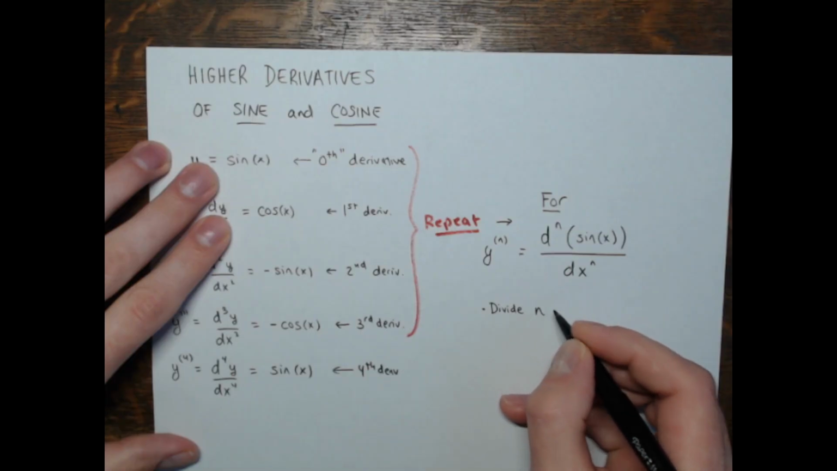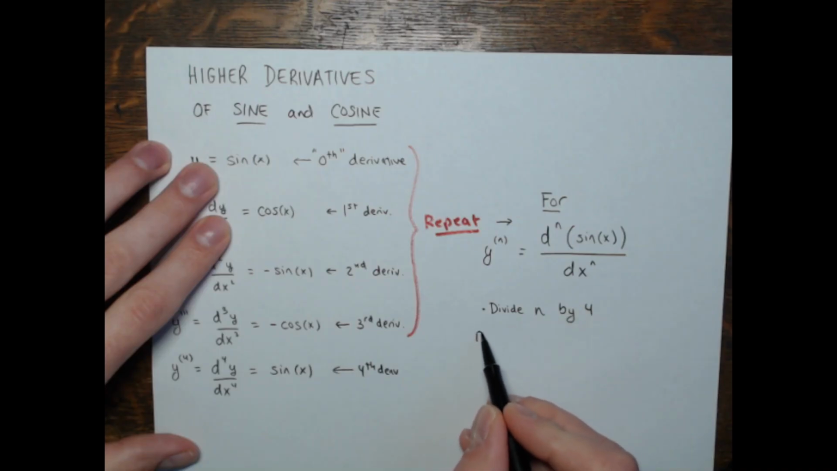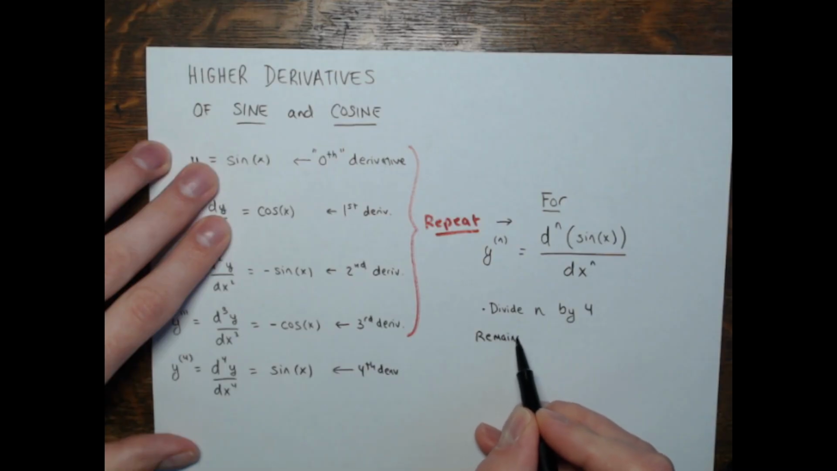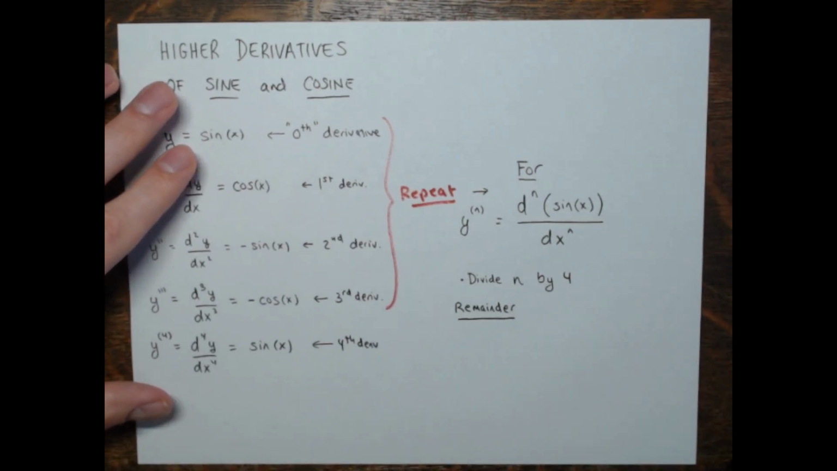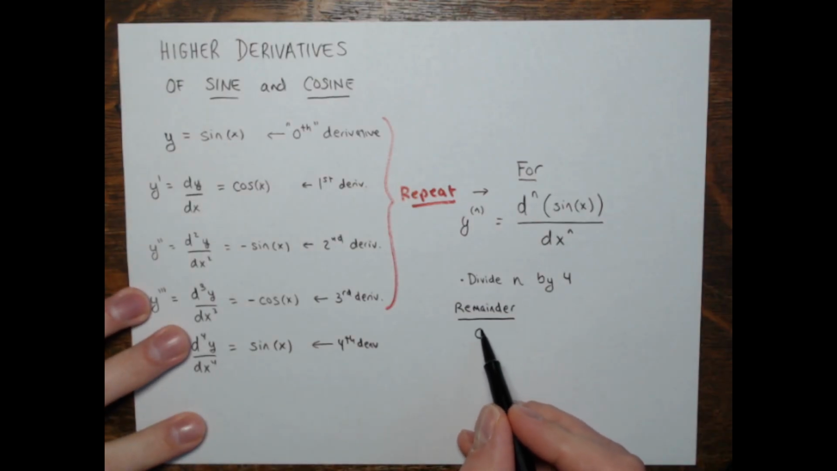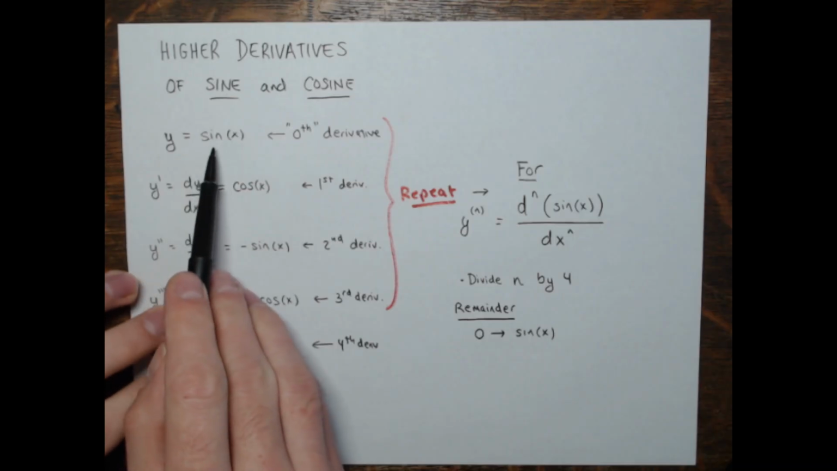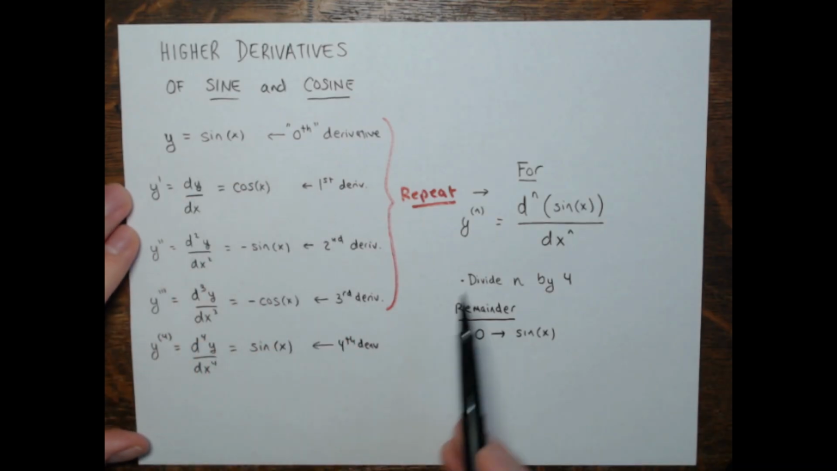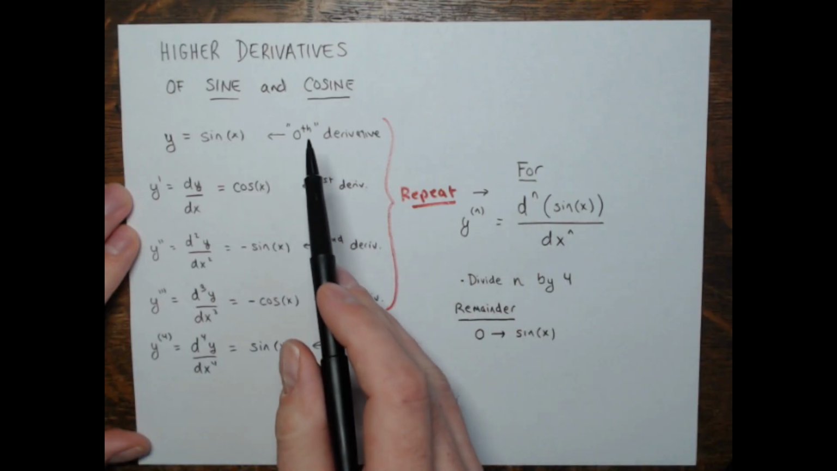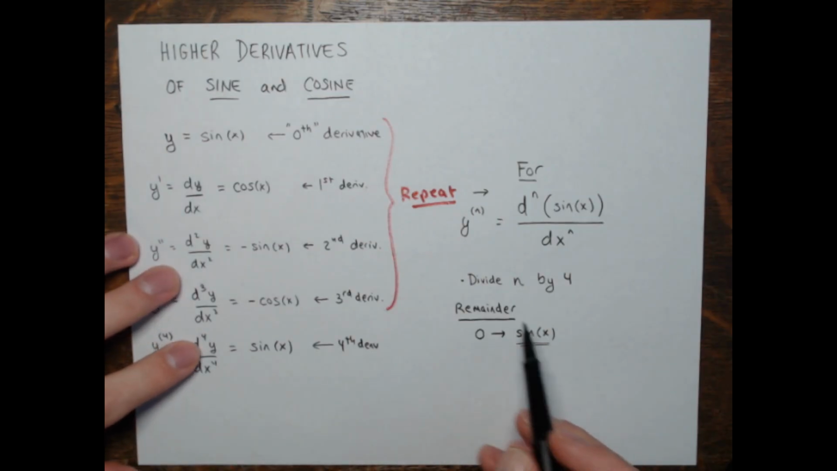divide n, what derivative you're taking, by 4, and then look at the remainder. What's left over? Remember, there's a quotient and a remainder when you do division. How many times something goes into something is the quotient, and then what's left over is the remainder. If the remainder is 0, then you're going to have sine. So basically, if n is a multiple of 4, 0, 4, 8th, 12th, 16th, your result is sine.